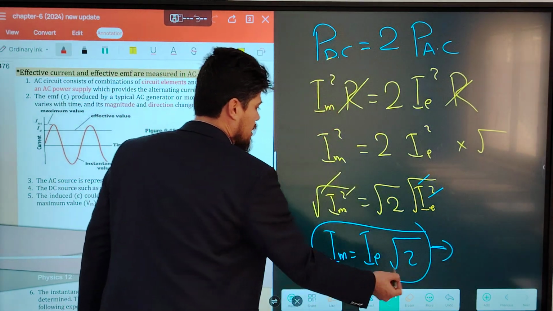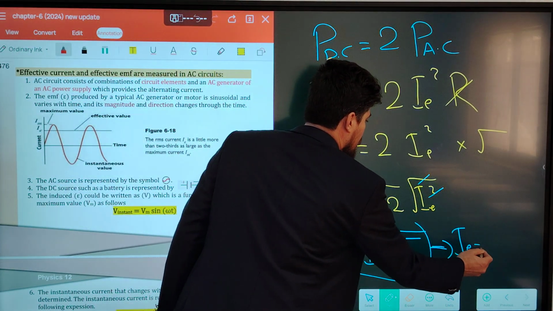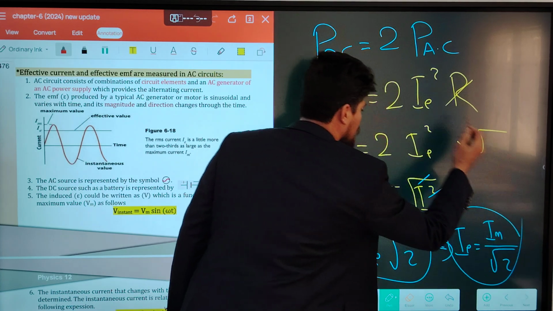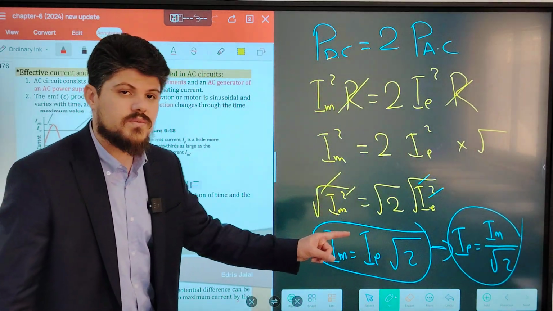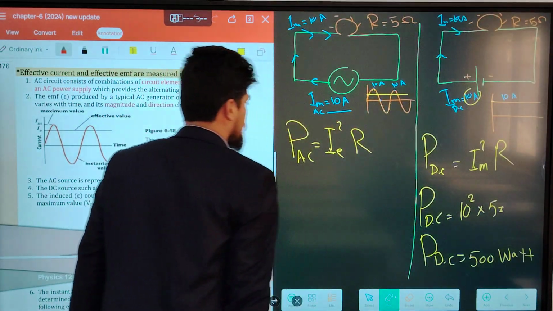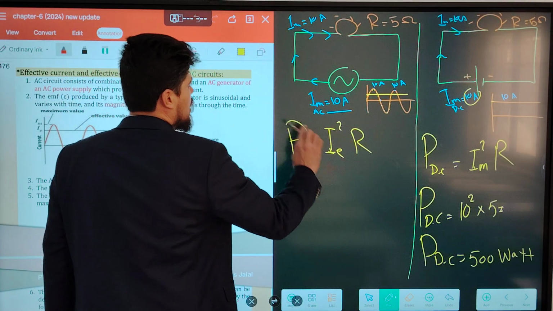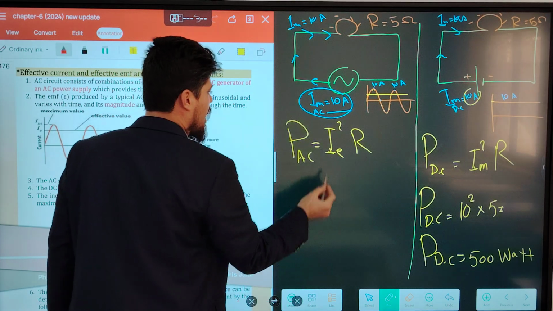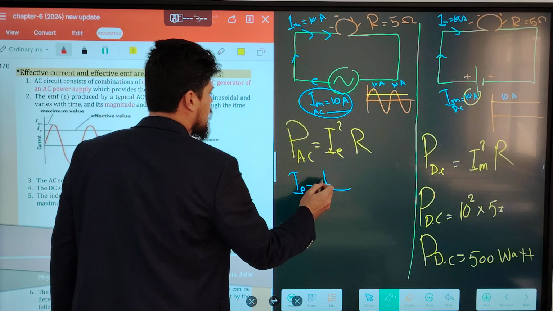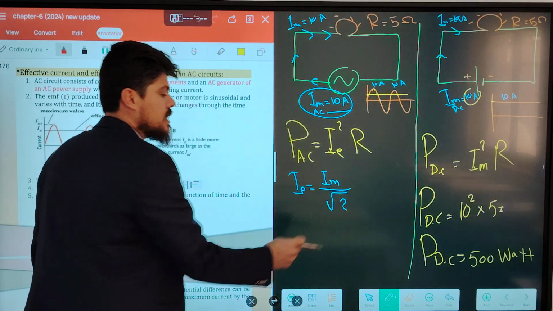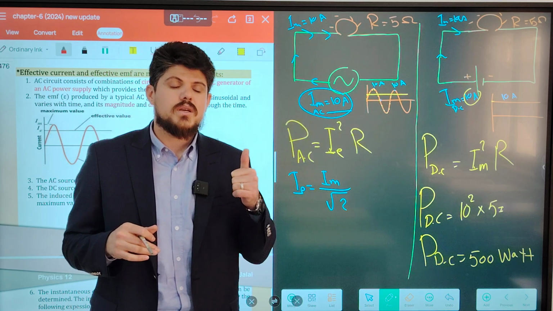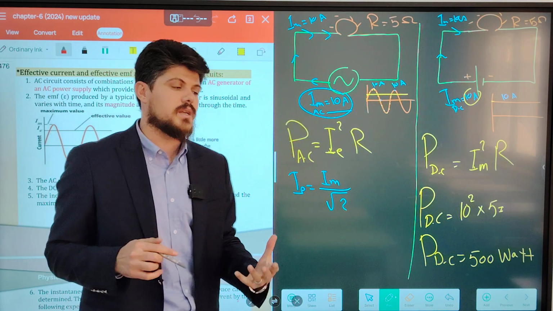If you rearrange this equation, IE is equal to what, guys? IE is equal to IM over radical 2. I effective is equal to what? IM over radical 2. Guys, do we have IE? No, we have IM. How can you determine IE? IE, the effective current in an AC source, is equal to I maximum divided by radical 2.